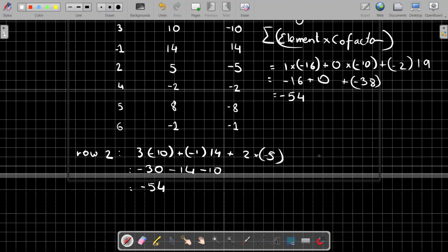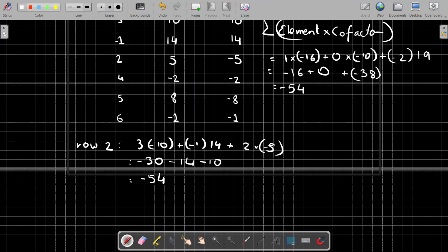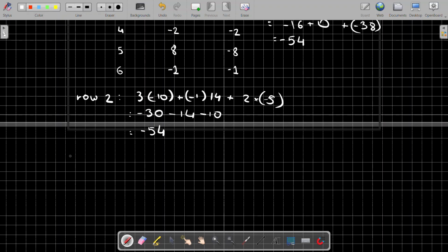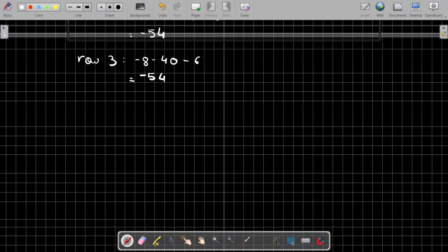Similarly, you do it for row 3 in a similar fashion. Here, row 3, you'll get minus 8 minus 40 minus 6 is equal to minus 54 again. So basically you can find out the determinant from any row or any column as long as you take the correct corresponding cofactors. So let's continue.